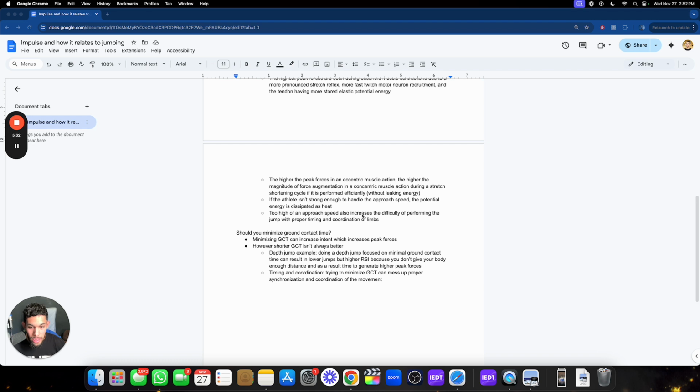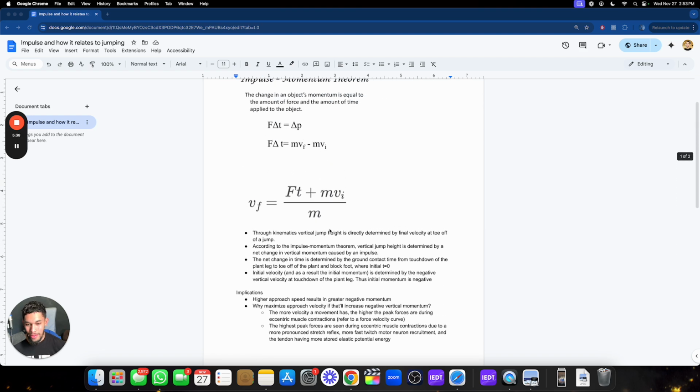All right. Let me make sure I covered everything in here. Minimizing ground contact time. So if you see the time variable here, it's at the top of the equation. So that means that the longer you're applying force for, the higher your impulse is going to be, the higher your final velocity is going to be, the higher you're going to jump.